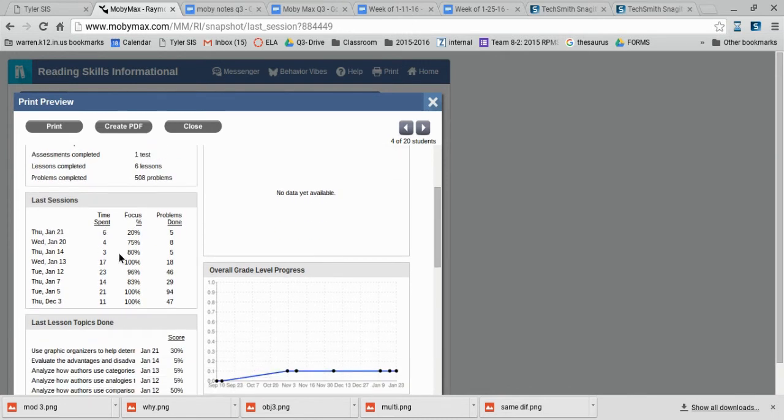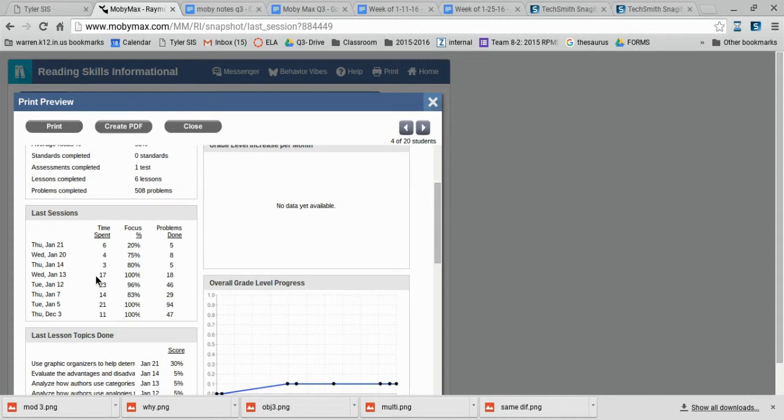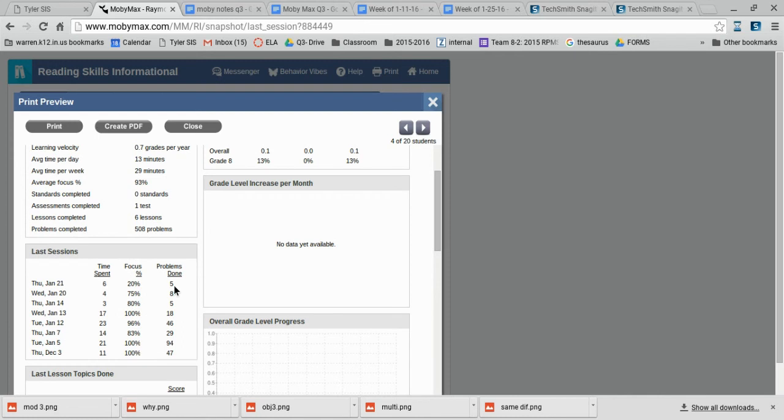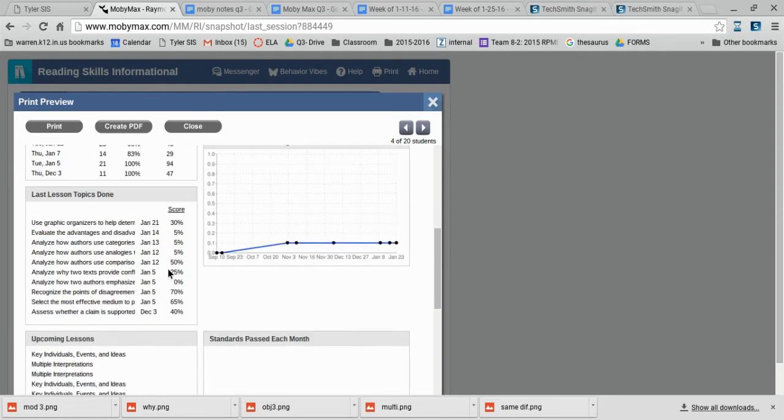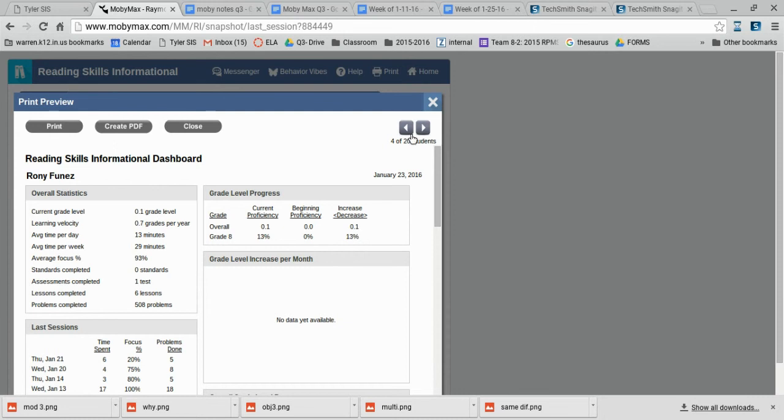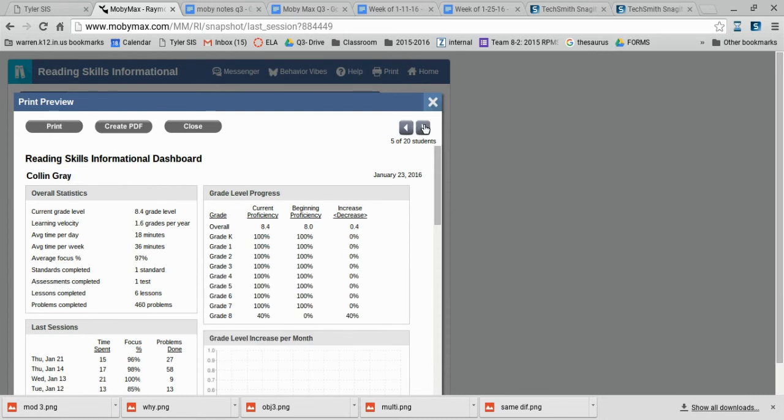So if you're doing stations and you know it was 20 minutes long, these 3 days, this person was not engaged in their 20 minutes worth of the station. Not quite sure what they were doing. But this was a good day. Pretty good. 17 minutes, 100% focus, 18. So on January 13th, this student, oh my goodness, got a 5% though on that test. That's not good. So I would want to look through that. But, oh, that's Ronnie.